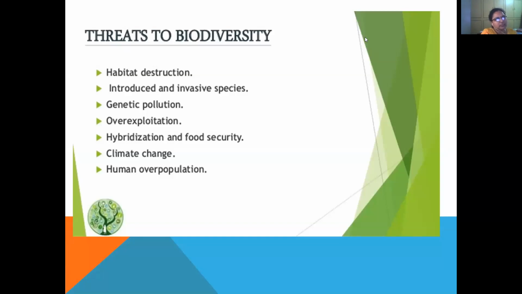So what are the threats to biodiversity? That is, there may be habitat destruction, there may be introduced and invasive species, there may be genetic pollution, there may be overexploitation, there may be hybridization and food security, then there may be climate change, and there may be human overpopulation. So all these lead to threats to biodiversity. So we go one by one.